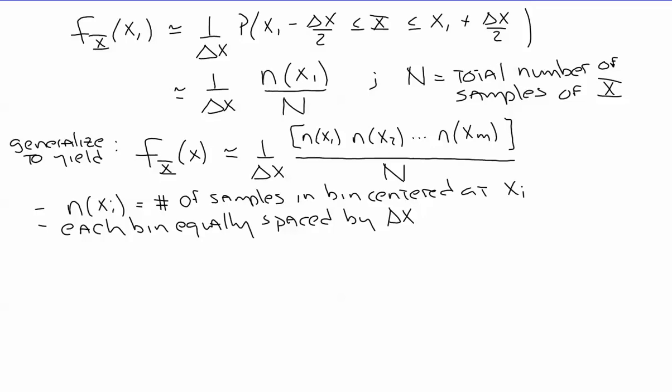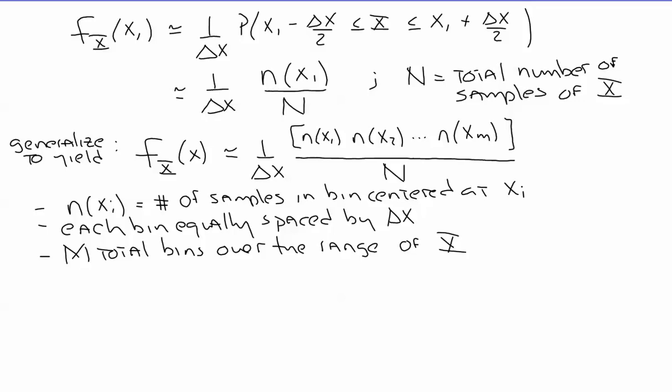Alright, I'm assuming that each bin is equally spaced by delta x. Each bin is delta x. That doesn't necessarily have to be the case, but I'm assuming that to be the case here. I typically do in my own work. There are capital M total bins over the range of my random variable x.